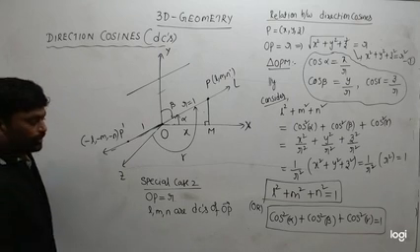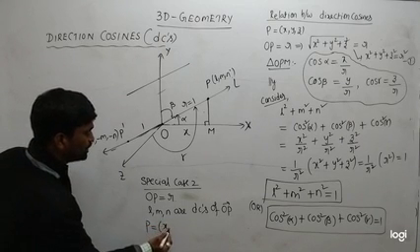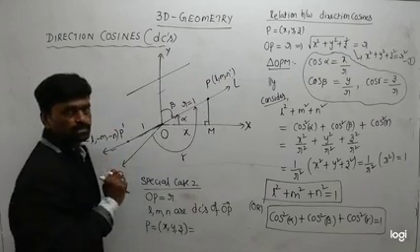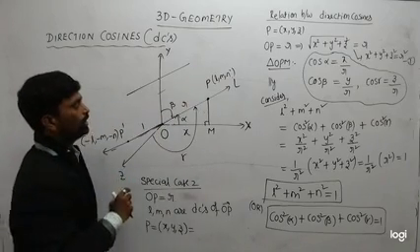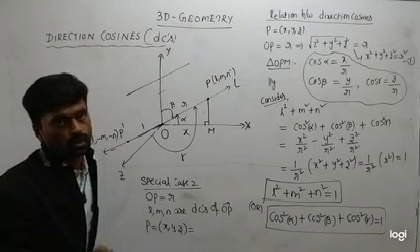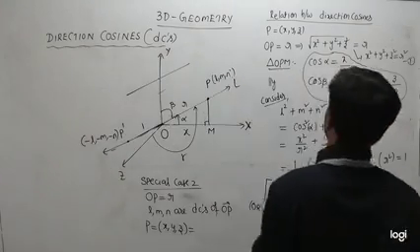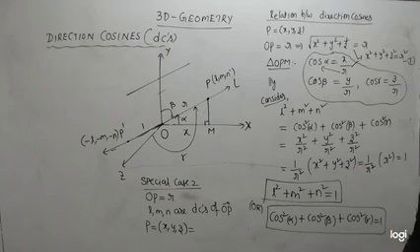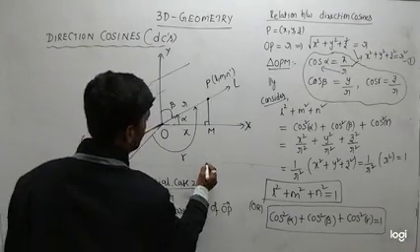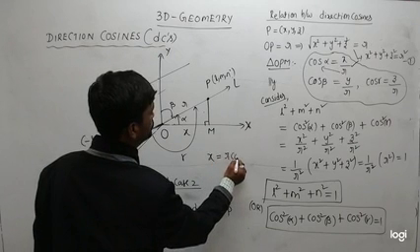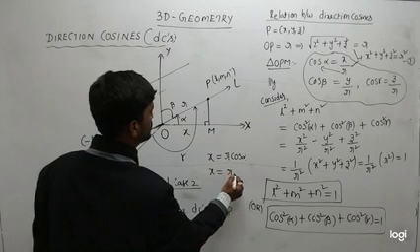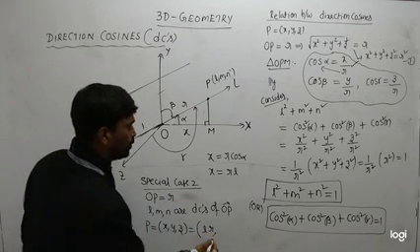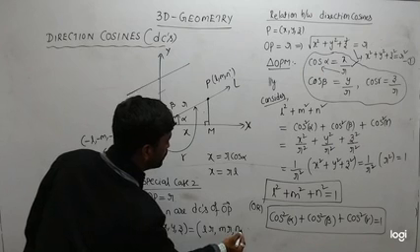Then the coordinates of P, x, y, z in terms of direction cosines and distance. That means you know the distance from the origin and you know the direction cosines of this line. Then how to find the coordinates of P? From this relation, if you cross multiply, what is the x value? x is equal to r into cos alpha, which is nothing but l only. So the x coordinate becomes lr, the y coordinate will become mr, and the z coordinate will be nr.